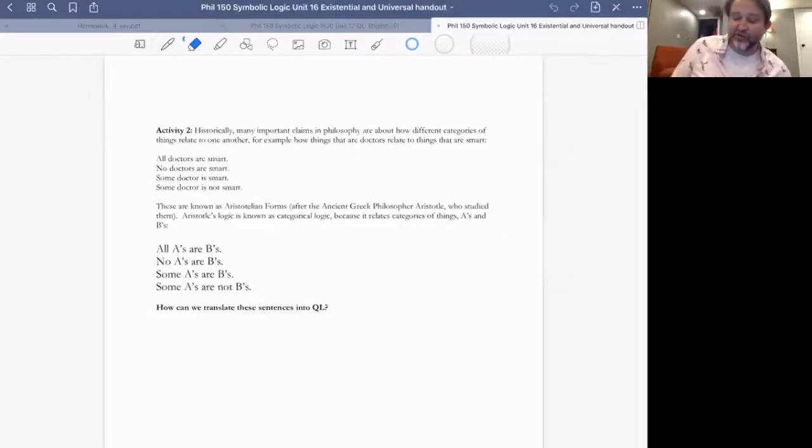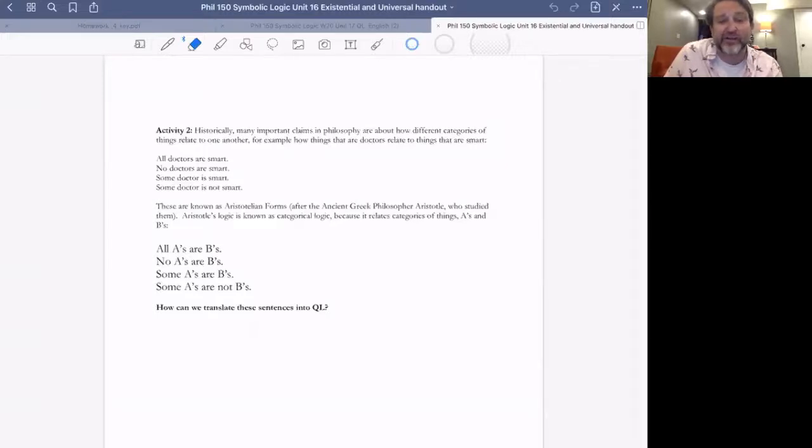So you may have looked at this activity on your Unit 16 handout. This handout asks you to consider the following kinds of sentences. It says, historically, many important claims in philosophy are about how different categories of things relate to one another. For example, how things that are doctors relate to things that are smart. So this is just one example. This isn't typically a philosophical example, but it's an easy one. So we might say all doctors are smart, no doctors are smart, some doctor is smart, and some doctor is not smart.